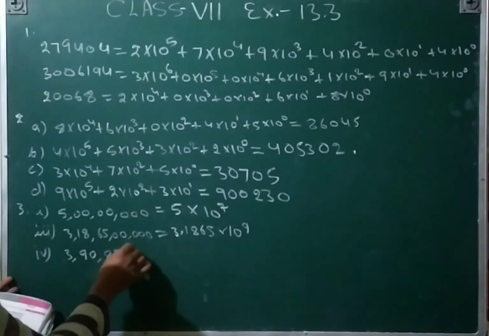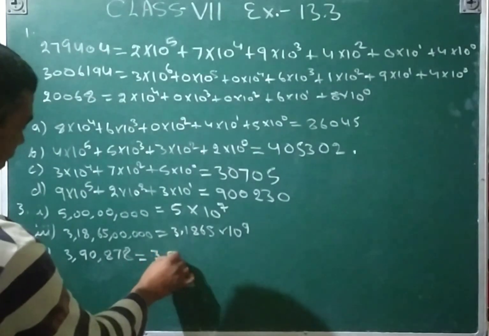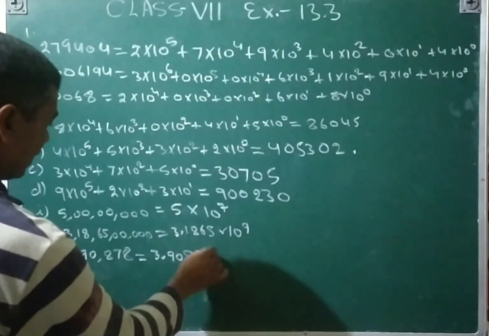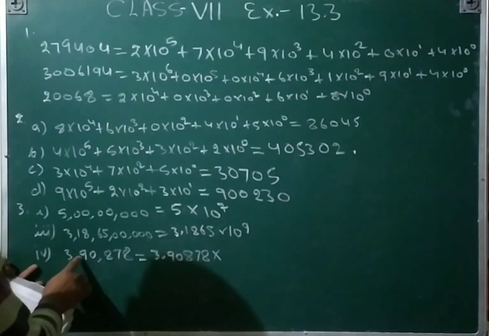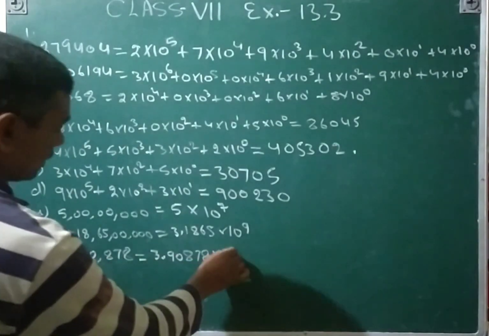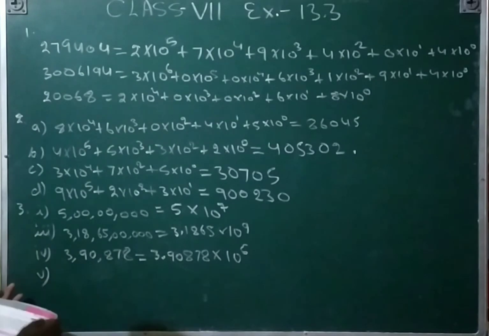3 decimal 9 0 8 7 8. We have placed the decimal here. So after 3, there are 1 2 3 4 5 digits, so that will be 5. Fifth part also, see that.